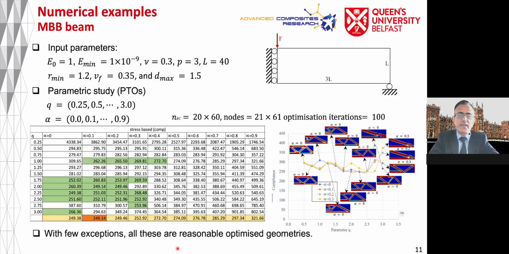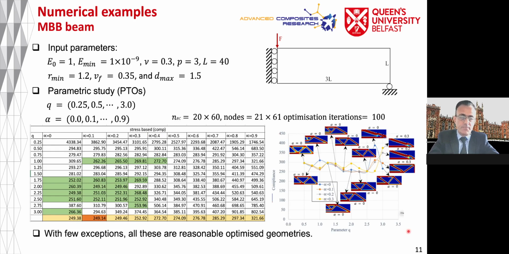Similarly, for the PTOS, again, here we are using the same Q and alpha and the same discretization. And as you can see, the minimum value here is 249.14, which is this value here. So the green values are within 10% of this minimum value. And again, we are plotting this from 0 to 0.4 for alpha, and 0.3, and plotting the compliance with respect to parameter Q.